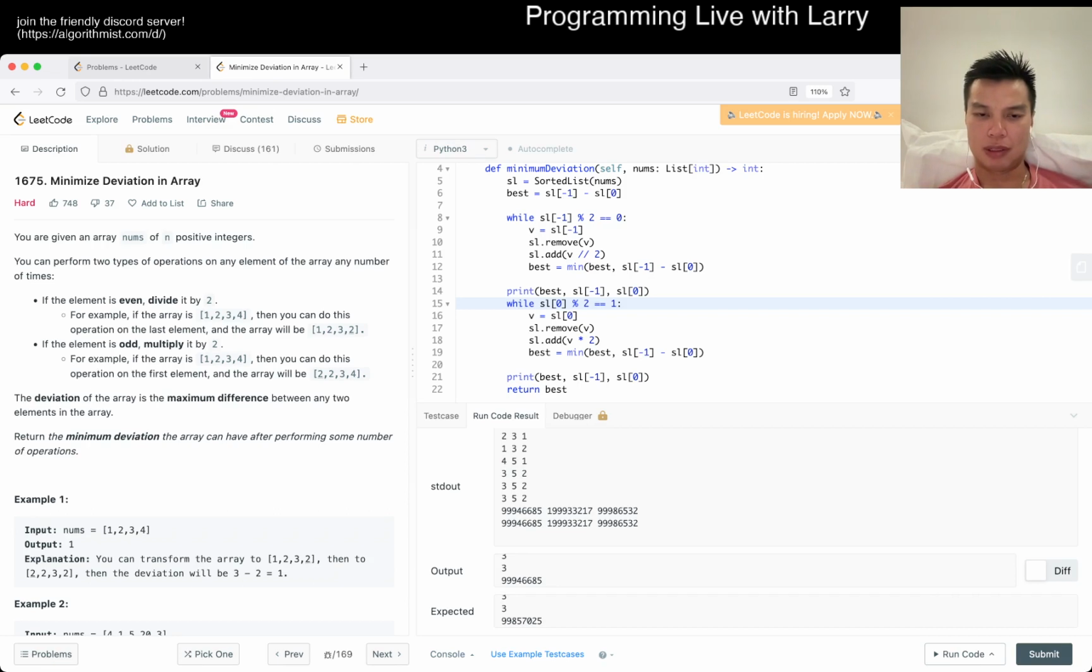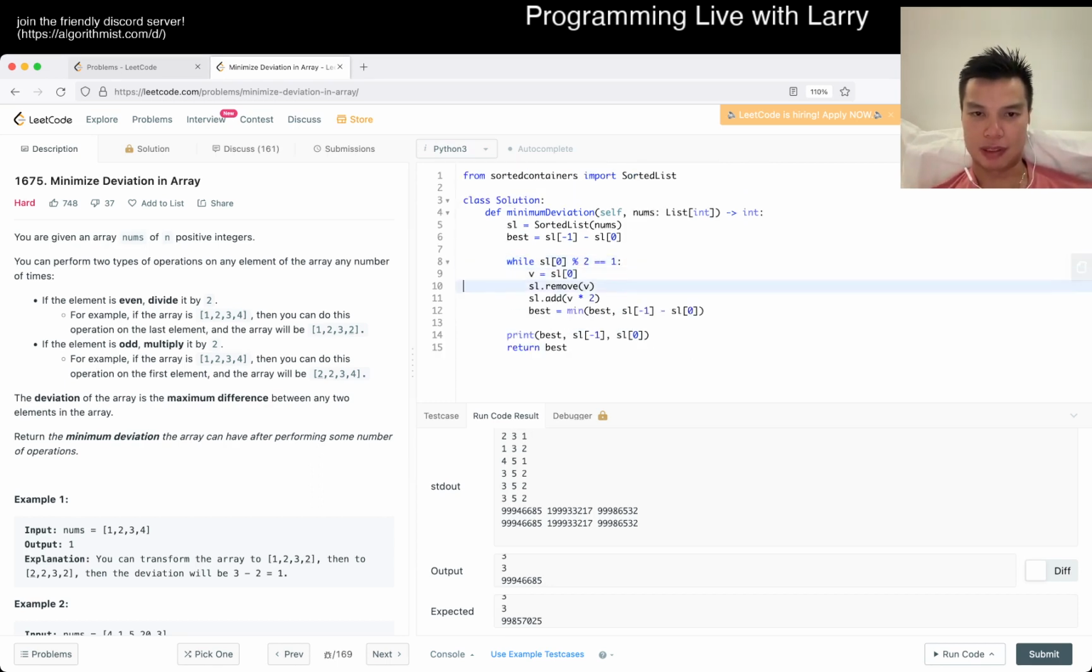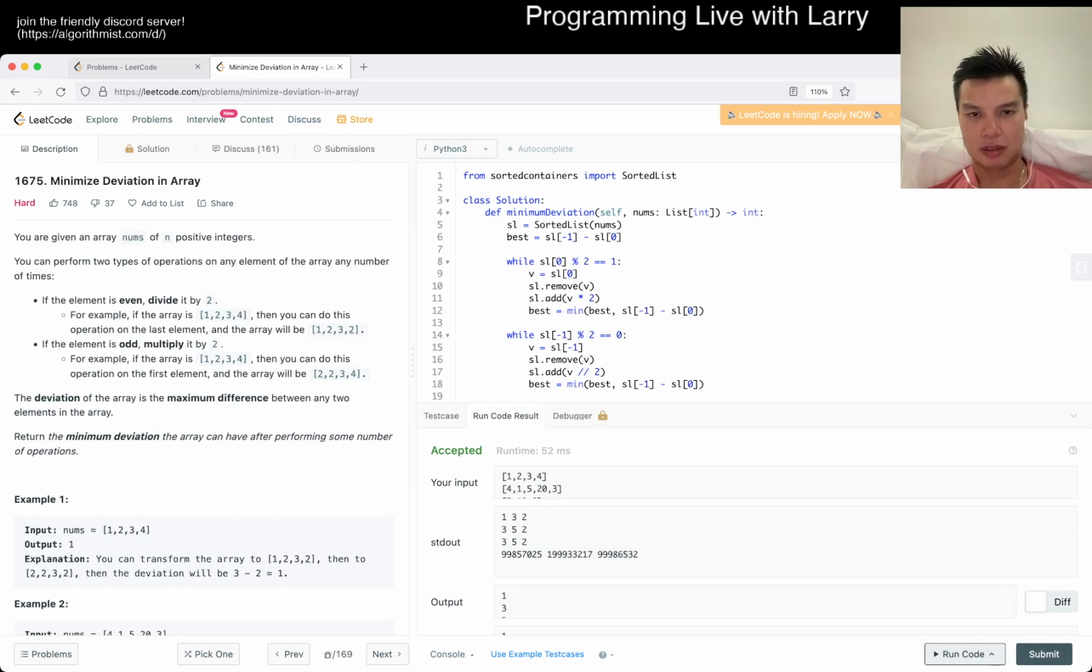Huh, am I missing something silly? The largest number is... the smallest number is even, so you're not going to make it any smaller. Huh. I guess I'm just wrong about my assumption. I guess this is the case where, let me try something really funky for a second. Will this return the right answer? Yeah. Okay. Hmm.